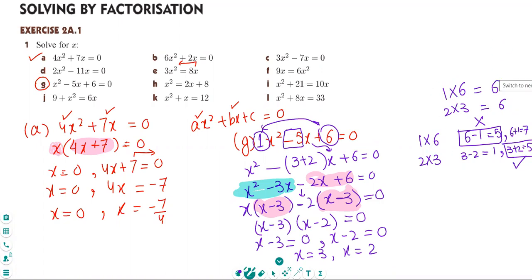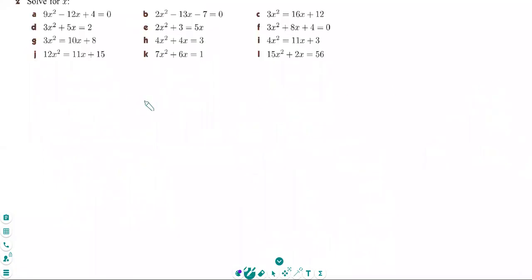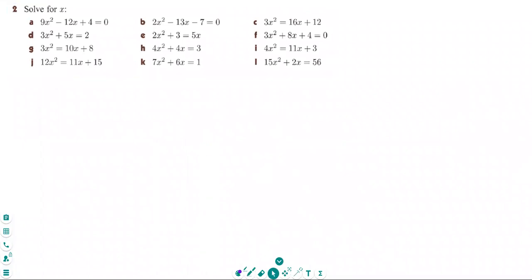Okay, now shift to the next question. The other parts like h, i, j and k are similar. Okay. So this is question number 2. It says solve for x, and we have quadratic equations, obviously, in the ax square plus bx plus c form equal to 0. So I'm going to solve part b here, right? In part b, we have 2x square negative 13x negative 7 is equal to 0.